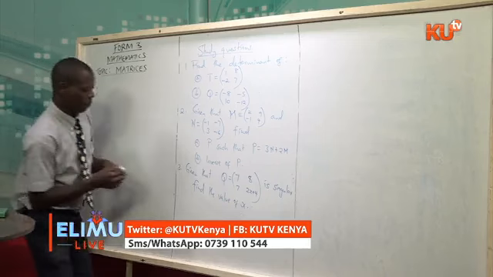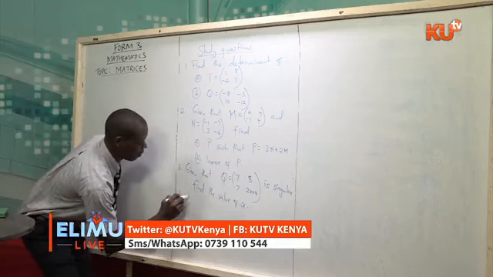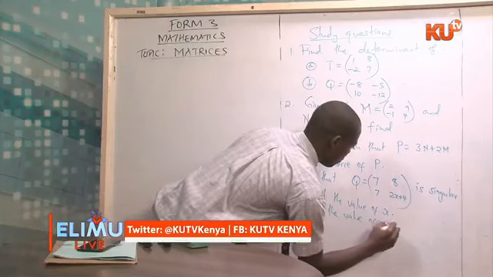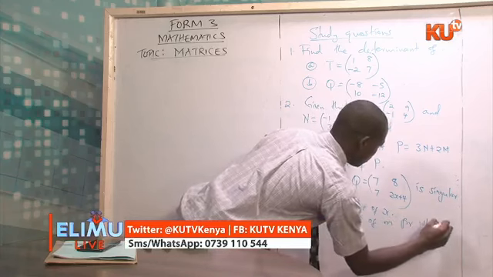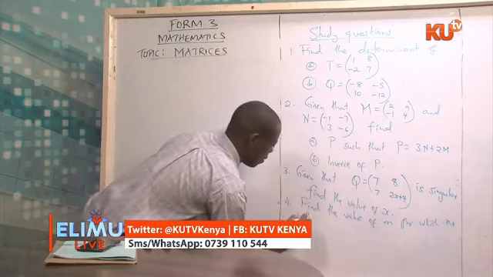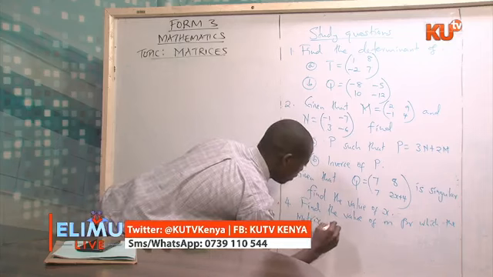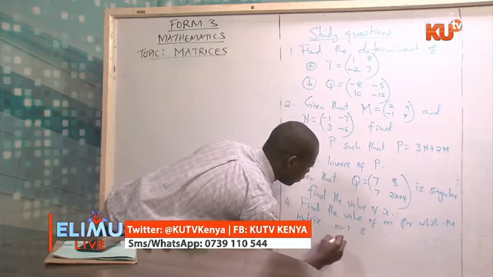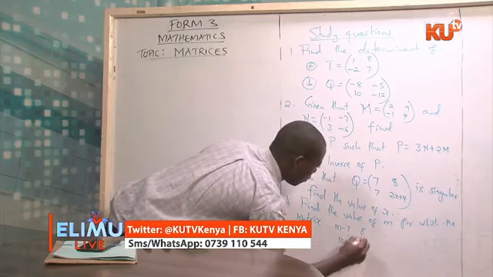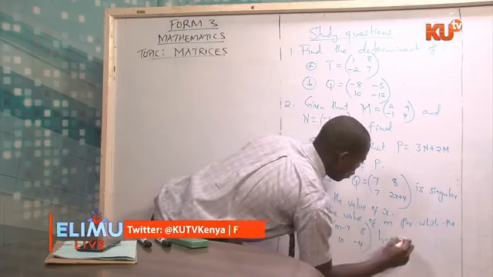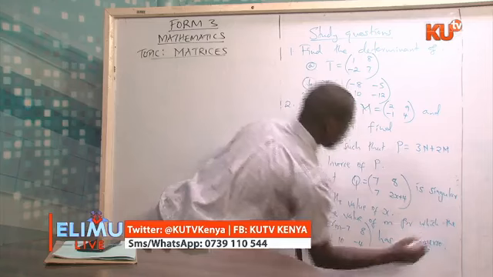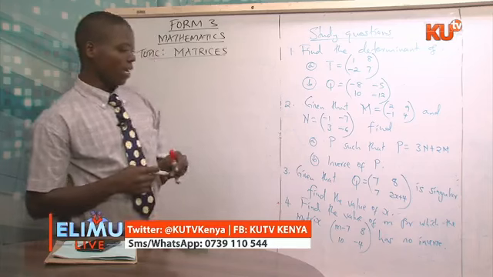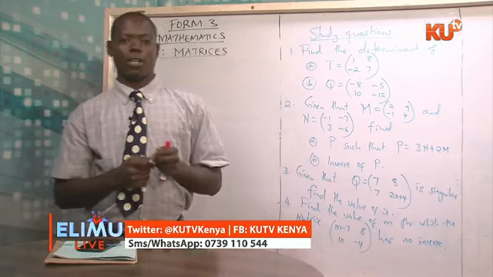And lastly, number 4, find the value of m for which the matrix m less 7, 8, 10, negative 4 has no inverse.